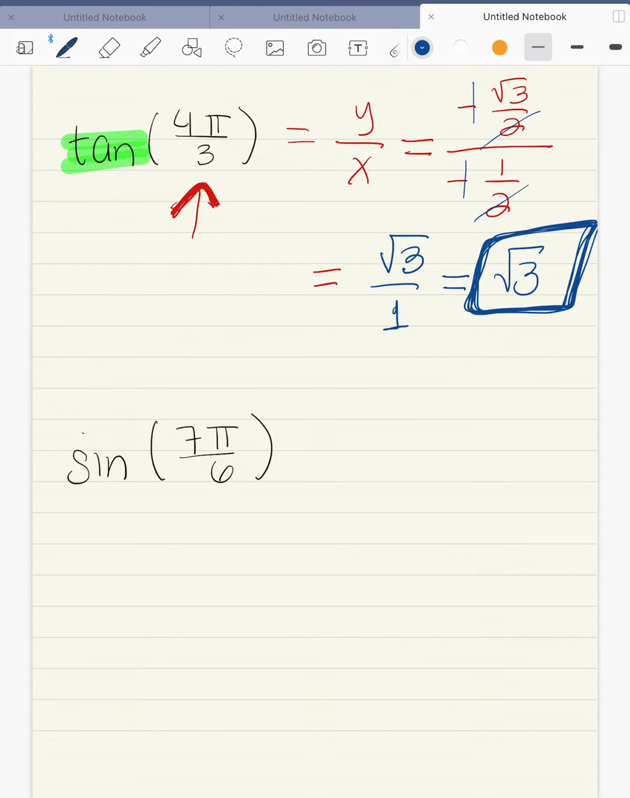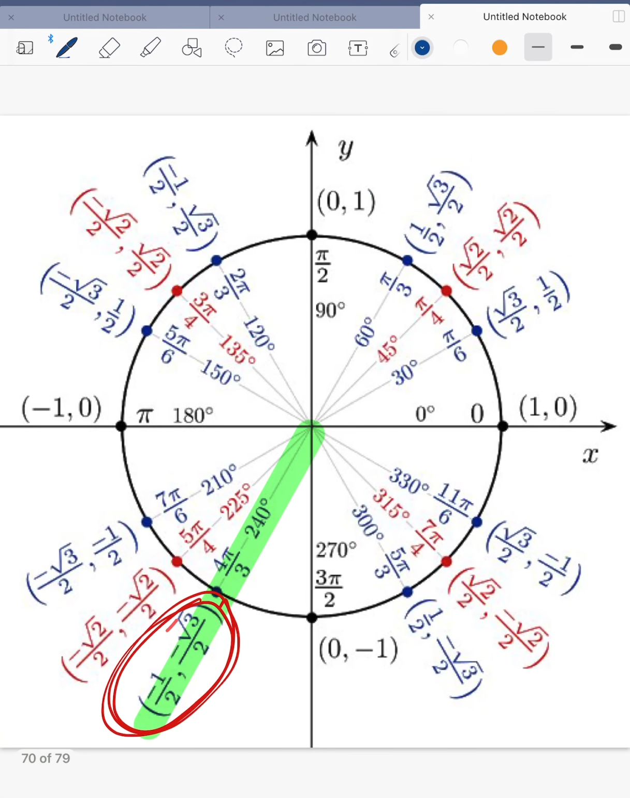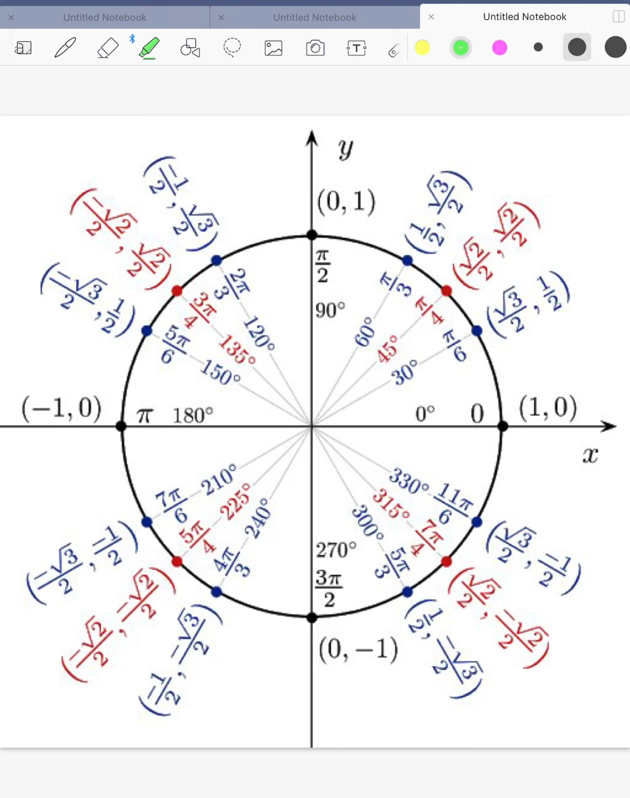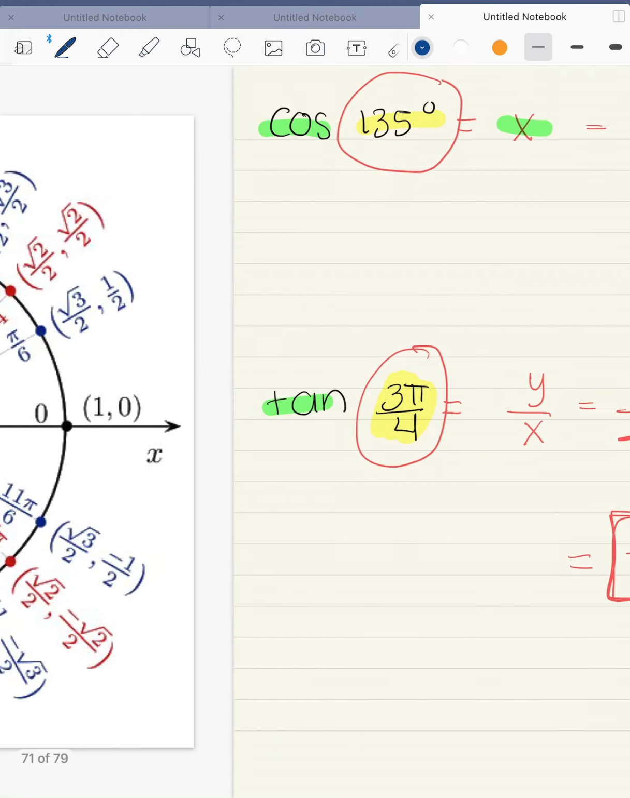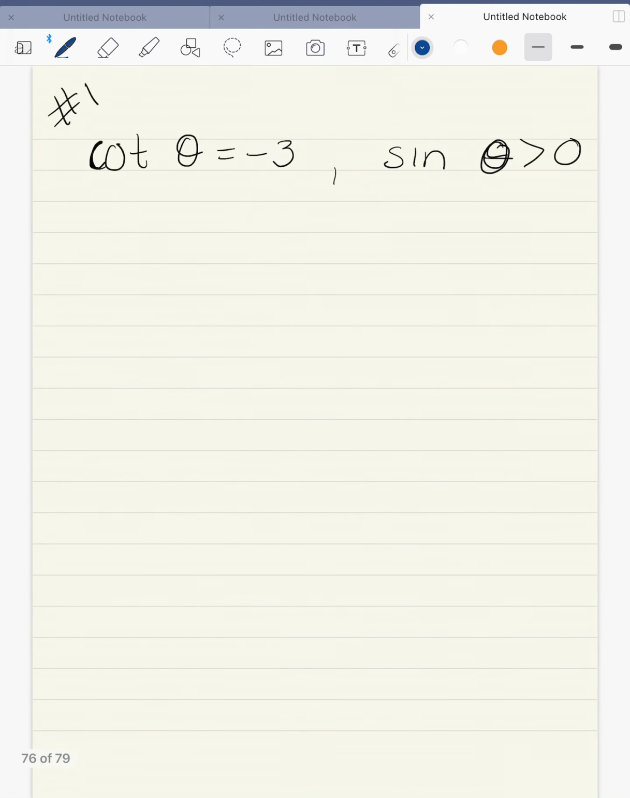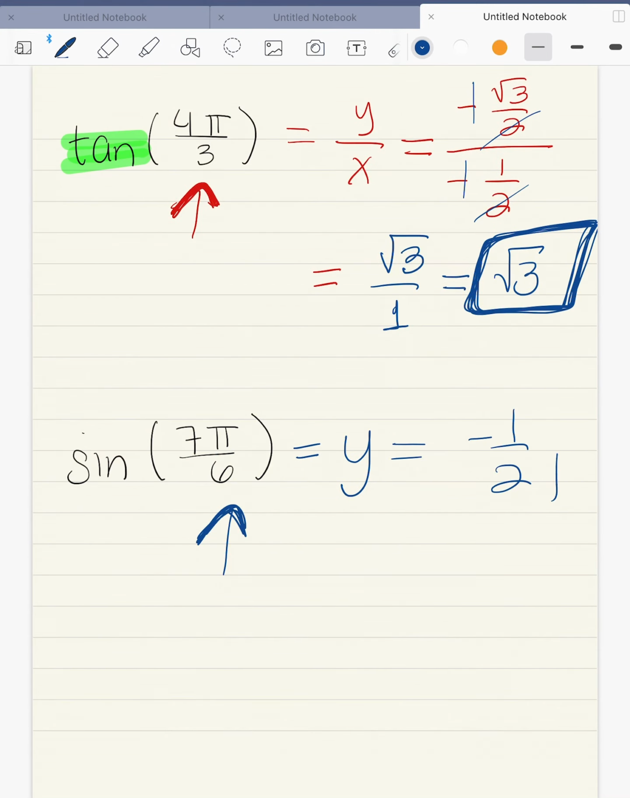Okay, so now we're gonna be doing the last one of these problems. This one is sine of 7 pi over 6. Sine is the y. And we're gonna see if 7 pi over 6 is on the unit circle. So I'm gonna go to the unit circle. I'm gonna erase this part. And 7 pi over 6 is right here. It was on the unit circle. And the sine is the y, so negative 1/2. Negative 1/2 is the answer.